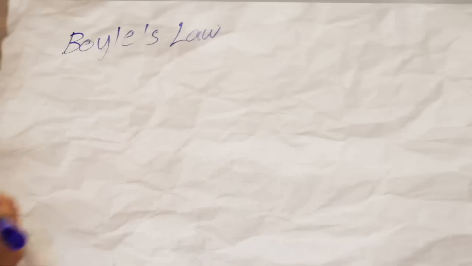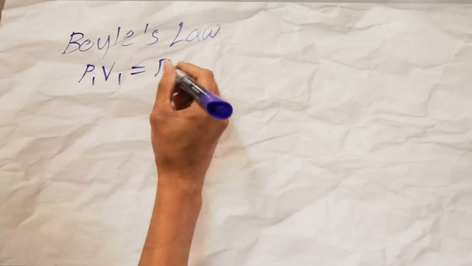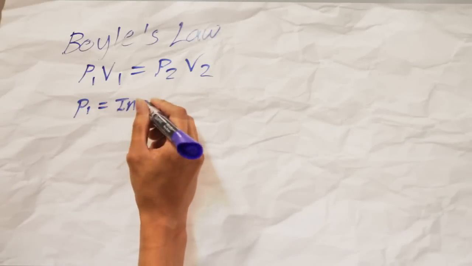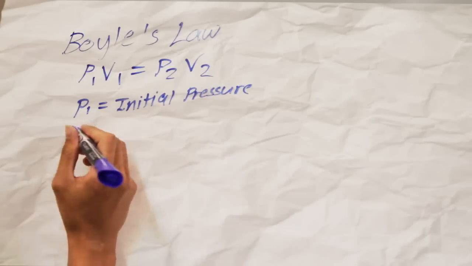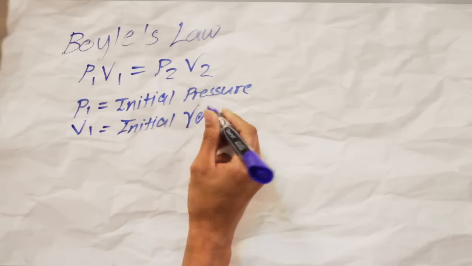Boyle's law is an ideal gas law where, at constant temperature, the volume of an ideal gas is inversely proportional to its absolute pressure. The formula for Boyle's law is P1V1 equals P2V2. Pressure times initial volume equals final pressure times final volume.